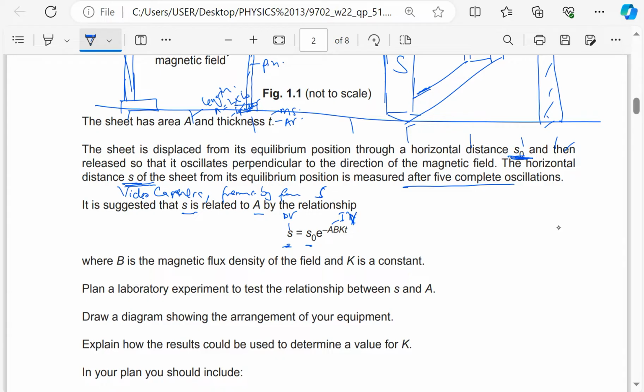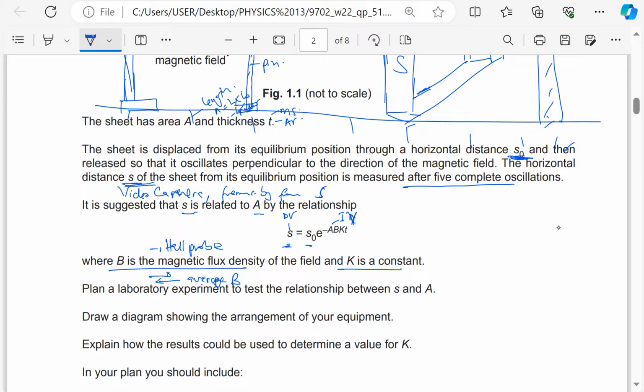I know how I'm going to measure area: by measuring the length using a ruler and calculating the area from length times breadth. For S, I will use a video camera. Then there are some constants. B is the magnetic flux density, which is measured using the Hall probe. But remember, every time you use the Hall probe, you measure in one direction, then in the opposite direction, and obtain the average value of B.